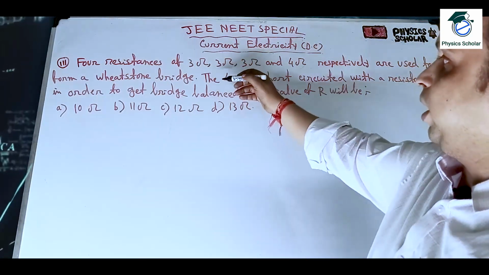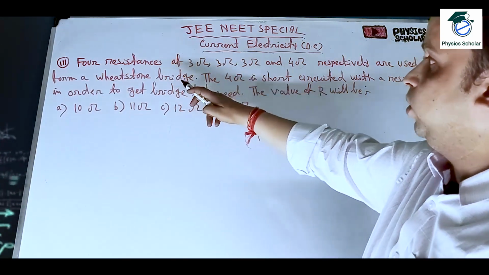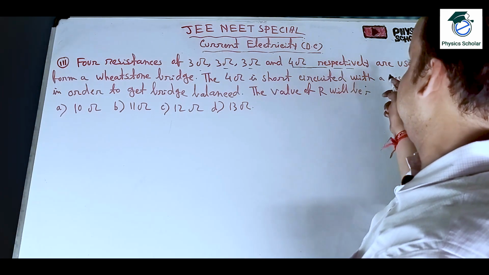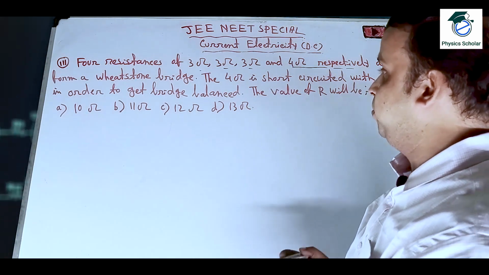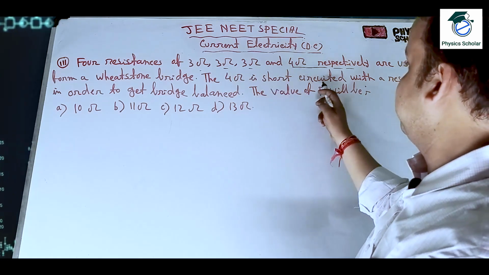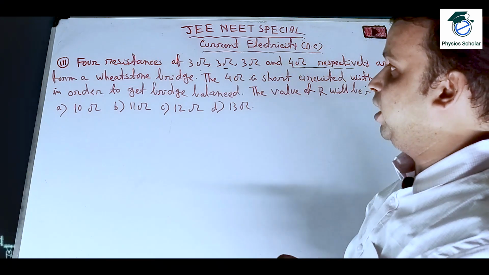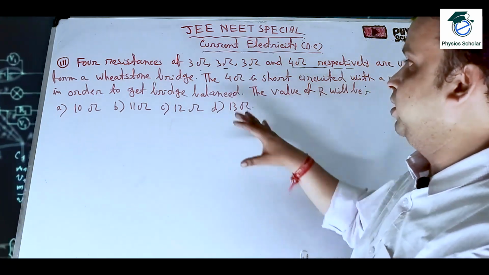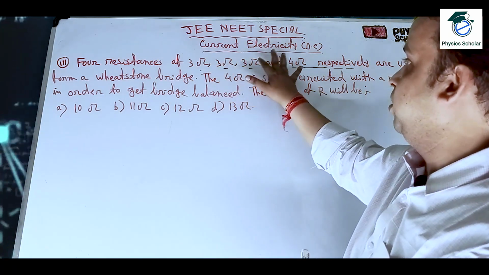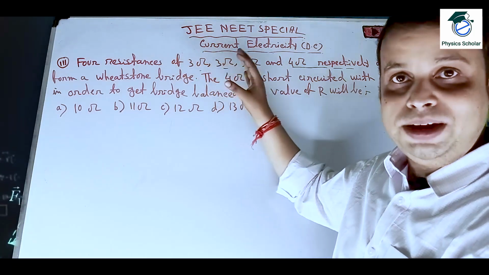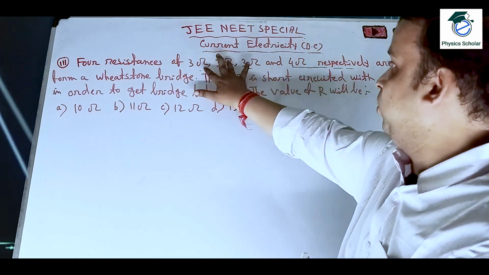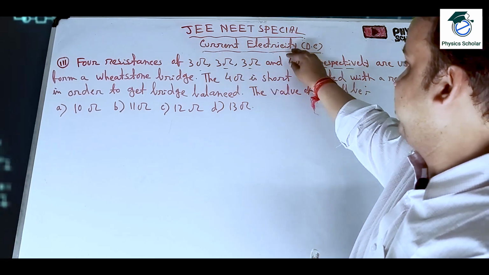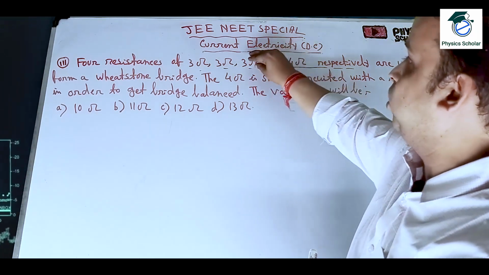Okay students, now here is problem number 3. Four resistances of 3, 3, 3 and 4 ohms respectively are used to form a Wheatstone bridge. The 4 ohm is short circuited with a resistance capital R in order to get the bridge balanced. Now the value of R will be, see, the ratio of the 4 resistances, P by Q is equal to R by S, should be the same. So this 3 by 3 is 1, then this should be what? It is shunted with another, so the equivalent resistance will be 3.